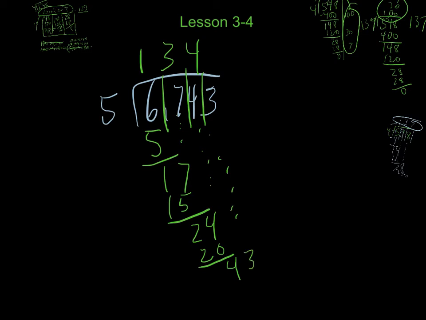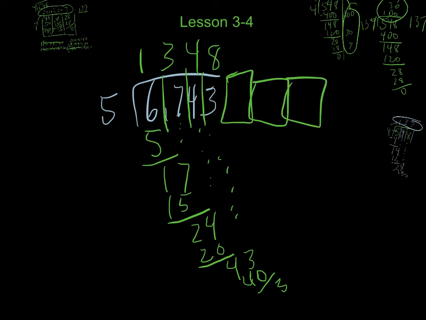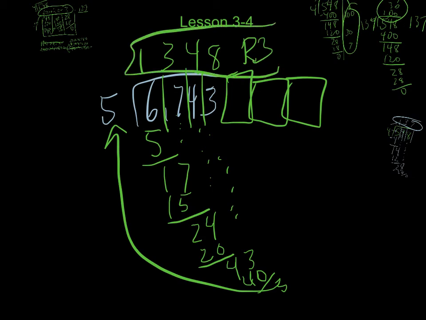5 times 8 will give me 40. My remainder is 3, and there's no more digits over here. Okay? There's no more digits. That's the most important thing. Just because you have a remainder doesn't mean you're done. You need to look up and see if you have any more digits to mess with. You don't. 3 is less than 5, so my remainder is 3. Here's my answer, 1,348, remainder of 3.